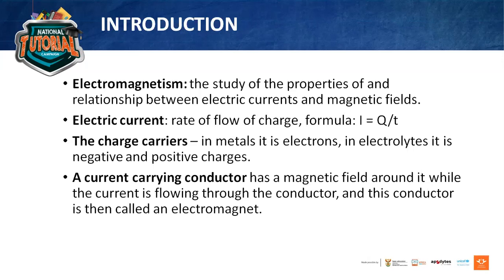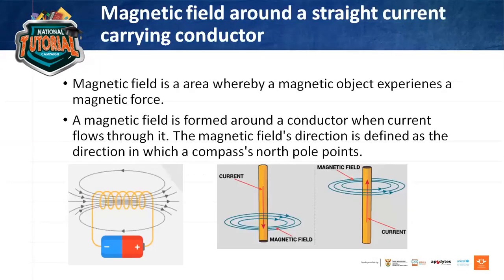And a current carrying conductor has a magnetic field around it while the current is flowing through the conductor. And this conductor is called an electromagnet. Okay, so that is very important. So let's get to it.